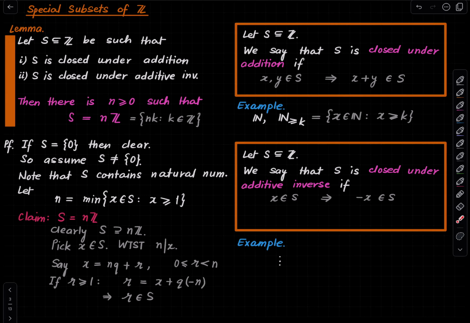But then r would be a natural number, smaller than n, but also in S. However, n was the smallest possible natural number that was there in S. This reasoning, if r is at least 1, would show that there is an even smaller natural number that is there in S. And that's a contradiction. So r must be 0. If r is positive, we get a contradiction.